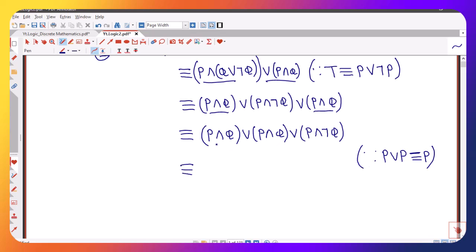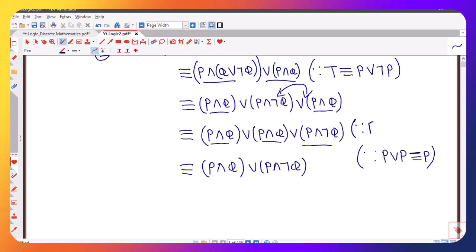So instead of P we have P and Q. So P and Q or P and Q, that is logically equivalent to P and Q, and this is as it is, or P and negation Q. And here we have used commutative law. First we interchange these two using commutative law, so that we have to write here.